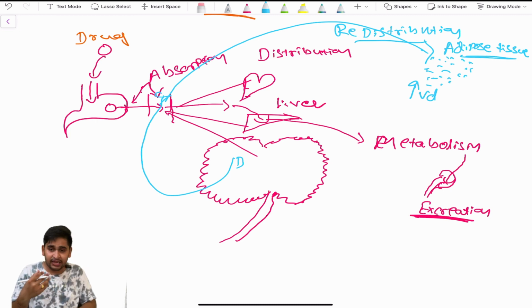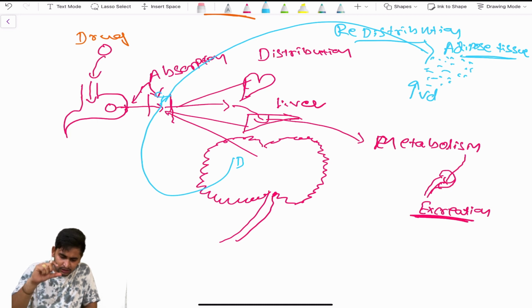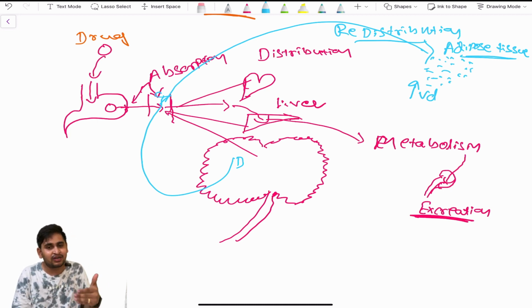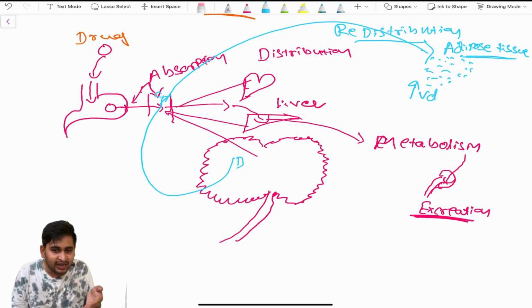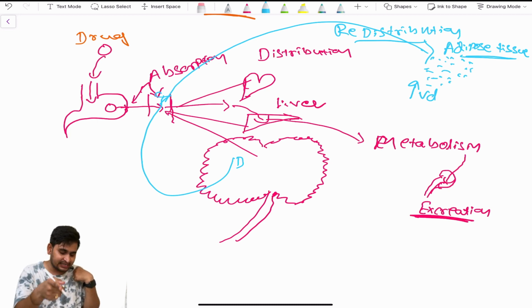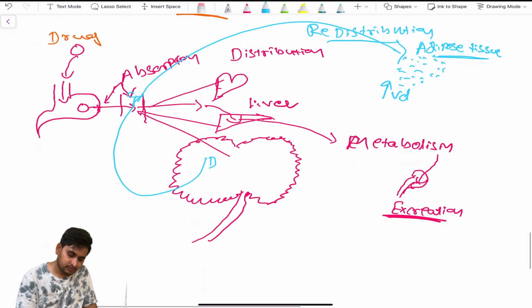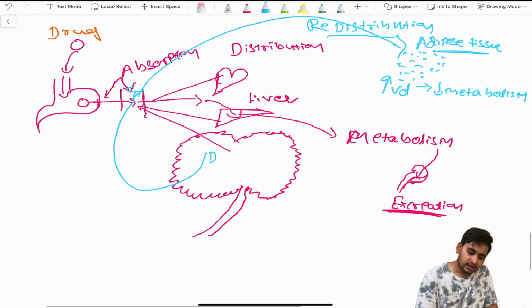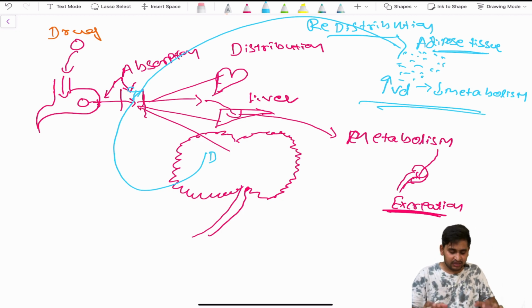So likewise, we need to remember this about the redistribution process. If the drug is redistributed, the volume of distribution of the drug is very high. That means the availability of the drug is more at the tissue level compared to the plasma concentration, compared to the drug available in the blood. Clear? So this is what the volume of distribution is. If the volume of distribution is increased, the metabolism would be decreased.